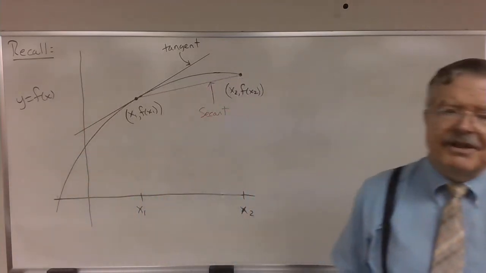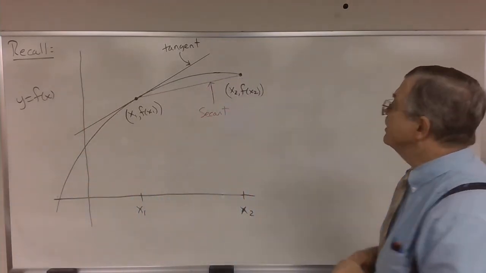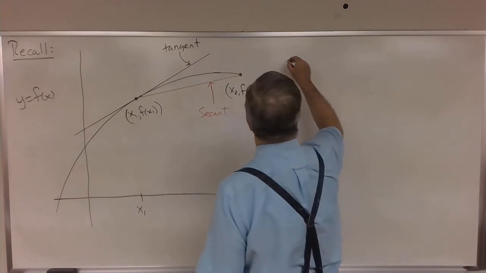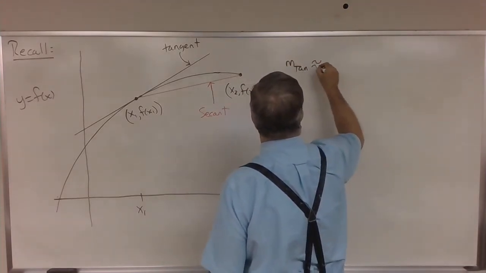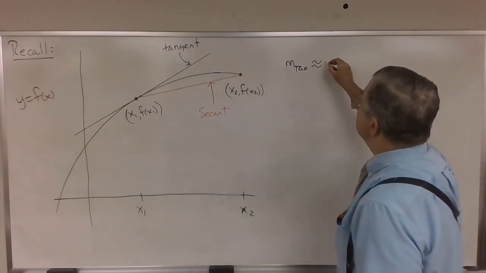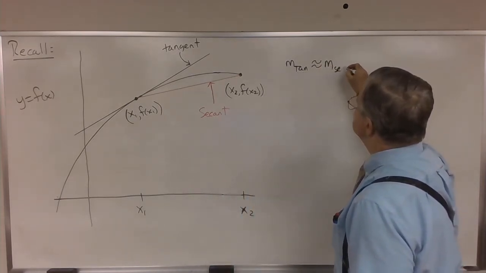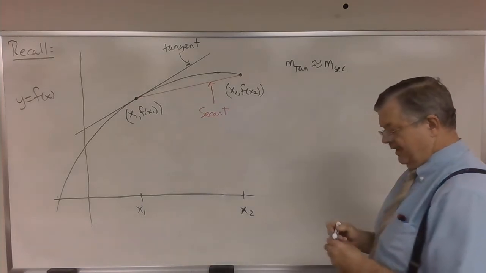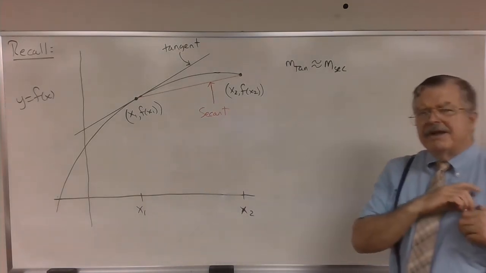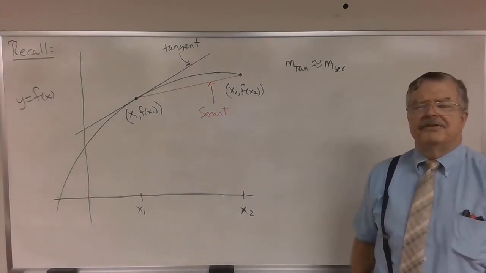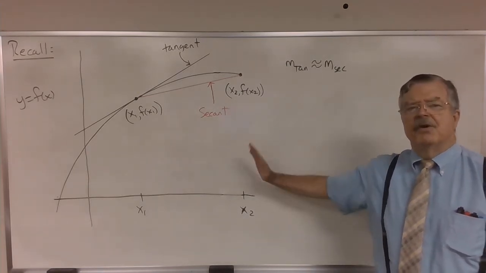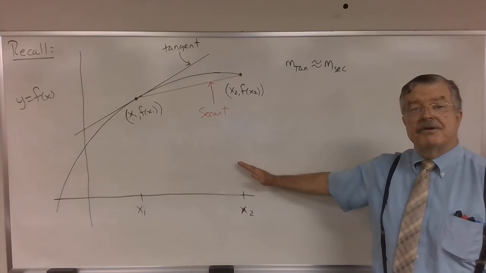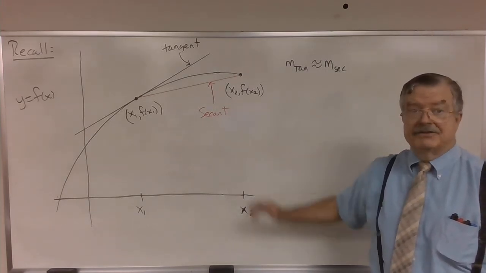And that's still our plan B. So we're going to have the slope of the tangent being approximately equal to the slope of the secant. And before I compute the slope of the secant, I'm going to reformulate this in terms of delta x.